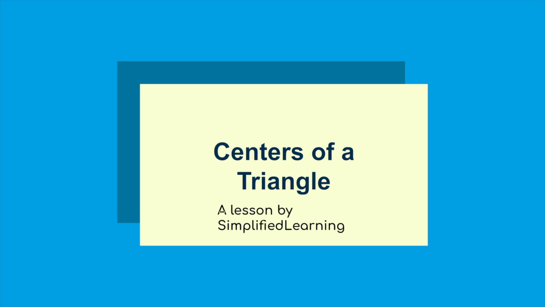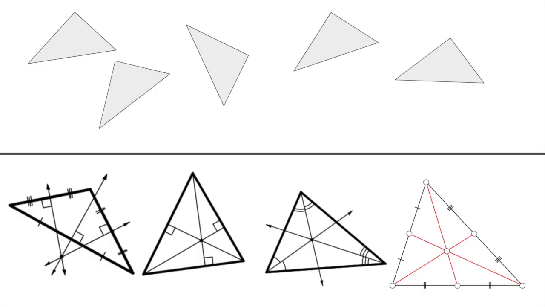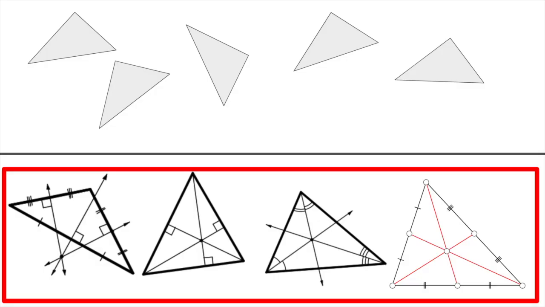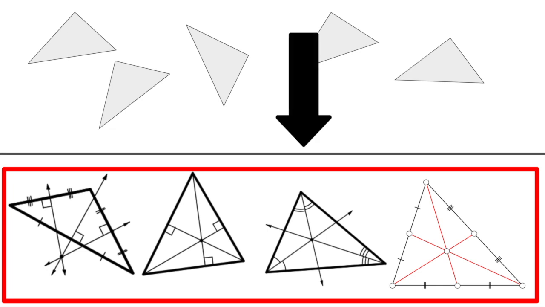Hello and welcome back. Today I'll be talking about finding the different centers of a triangle. You can have several centers based on different conditions, but the four used the most in geometry are the orthocenter, centroid, circumcenter, and the incenter. The orthocenter is formed by altitudes, the centroid is formed by medians, the circumcenter is formed by perpendicular bisectors, and the incenter is formed by angle bisectors.